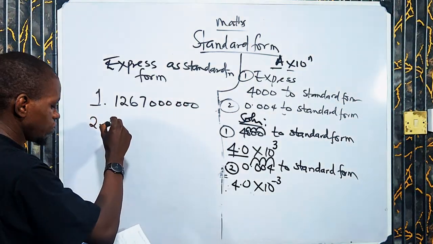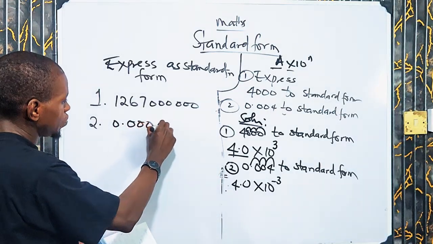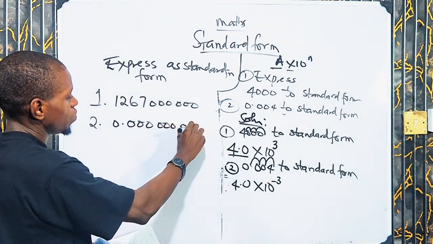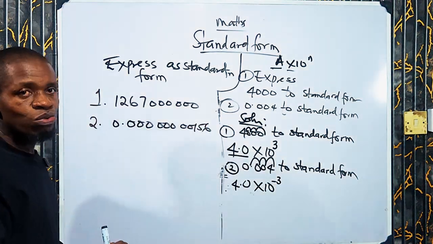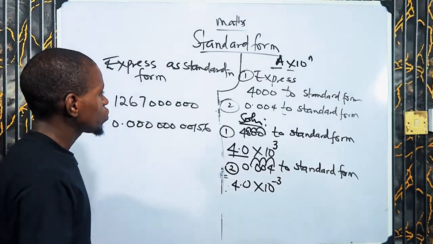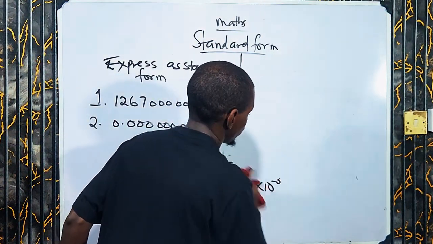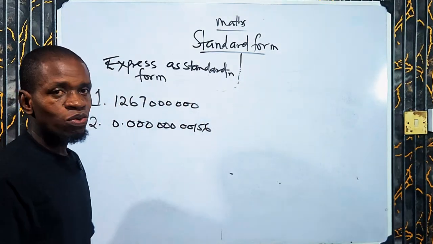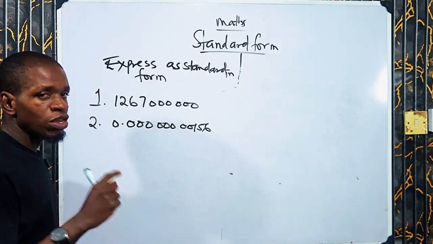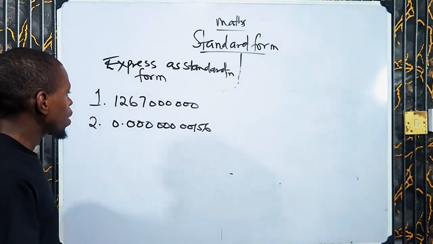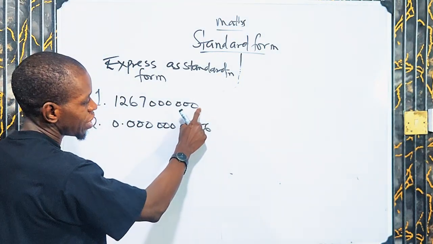The second question says 0.0000156. So these are your two questions that you are given to solve. How do we solve this question? Let's consider this question altogether. Remember, what's the first thing you're going to do? Take note of that. The first thing I'm going to do is locate my point. Where is my point? Look at this. I'm not seeing any point here, so I know that my point is at the back.